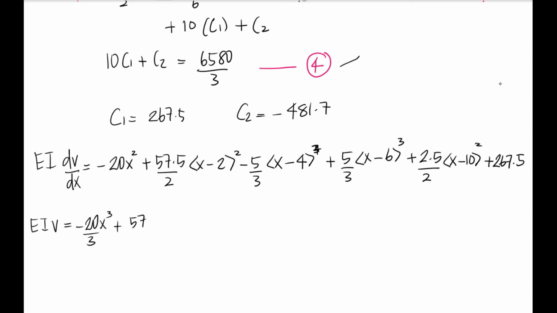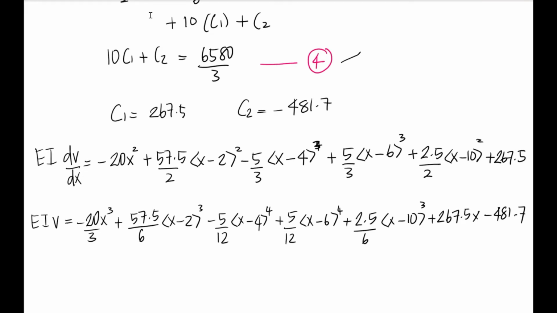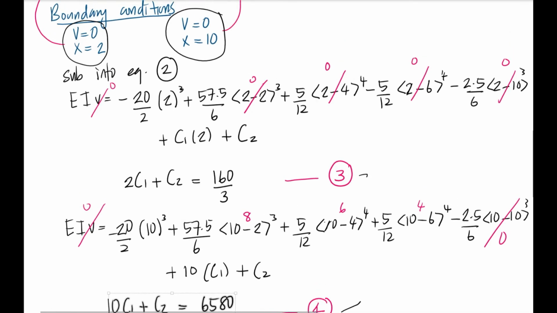7.5 divided by 6. Sorry, this is 5 divided by 12, 4 divided by 12, x minus 4 power of 4 plus 2.5 divided by 6, x minus 10 power of 3 plus 267.5x minus 481.7.